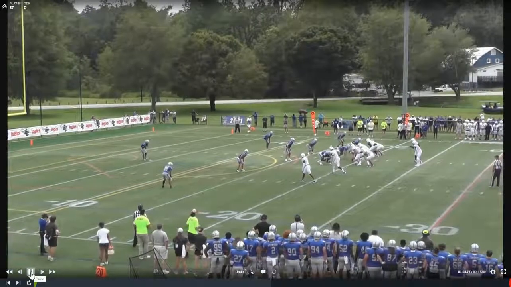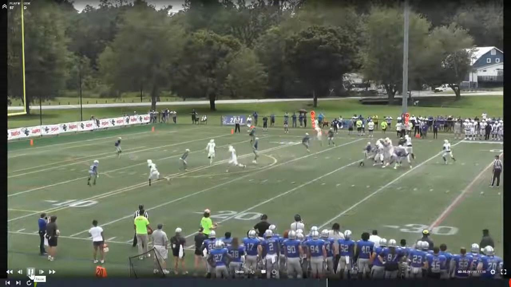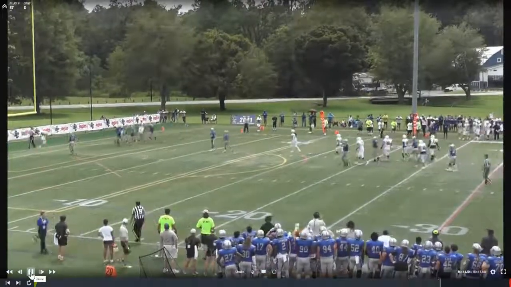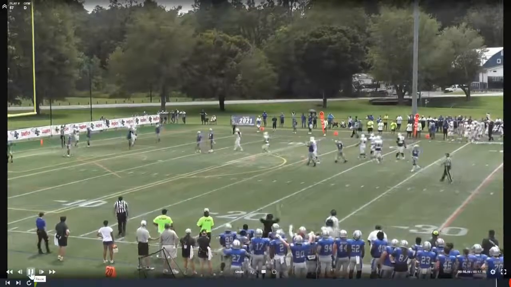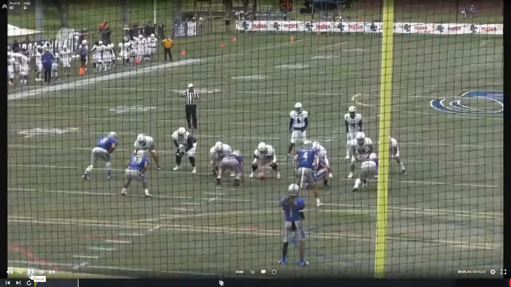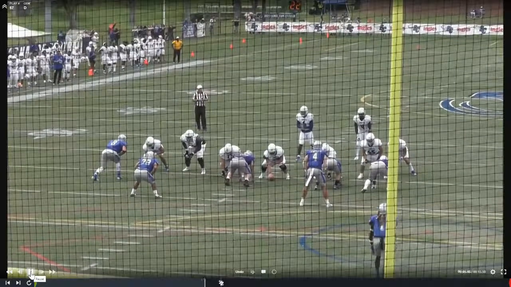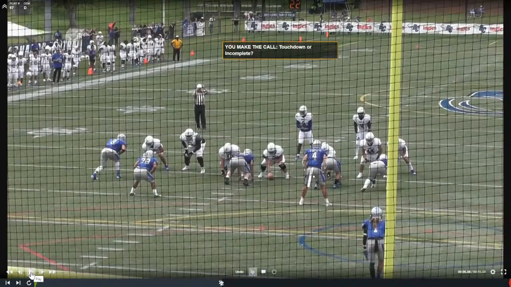Our second You Make the Call involves a catch, no catch in the end zone. It's time for you and your crew to make the call. Is this a catch or a no catch?